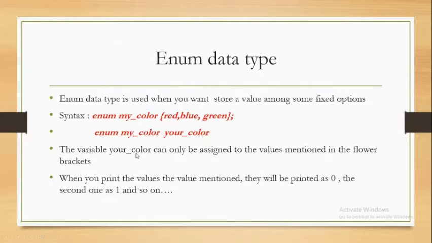And when you try to print these values, for the first one mentioned in the list, if you assign red to your color and try to print it, it's going to print 0, and for blue it's going to print 1, and for the next one it is going to print 2, etc.